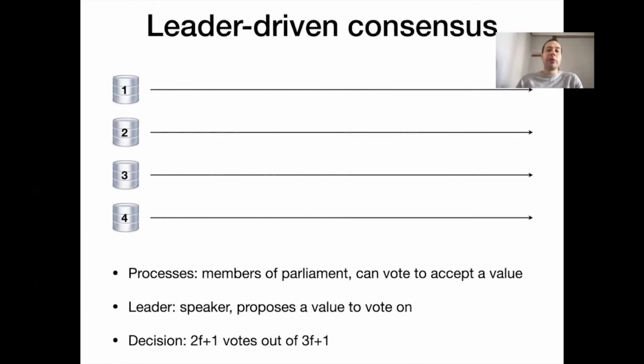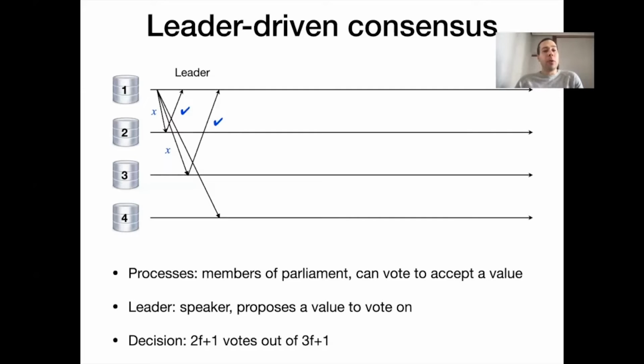The way liveness is achieved usually in this setting is using leader-driven consensus. The idea here is that processes are kind of like members of parliament. They can vote to accept a value. And there is one process, the leader, who's like a speaker. So he proposes a value to vote on. And if enough processes agree with the leader's proposal, then we've reached a decision. Usually enough in this setting means 2f plus 1 votes out of 3f plus 1, so a supermajority. Real consensus protocols for this setting are more complicated, but for the purpose of this talk, this simple picture will suffice.